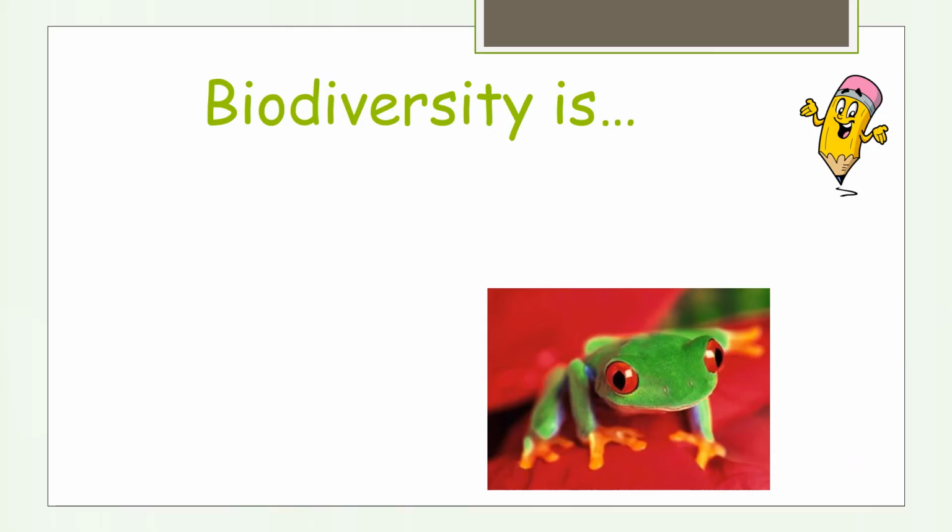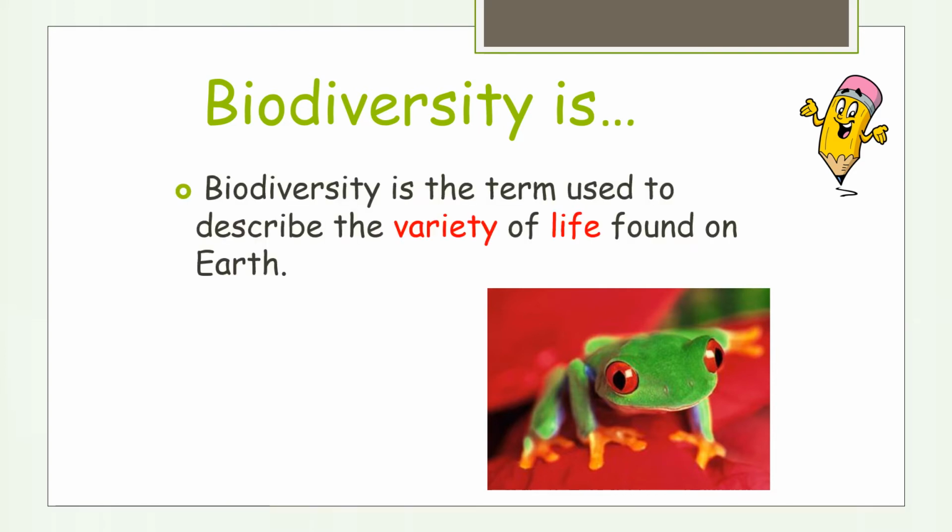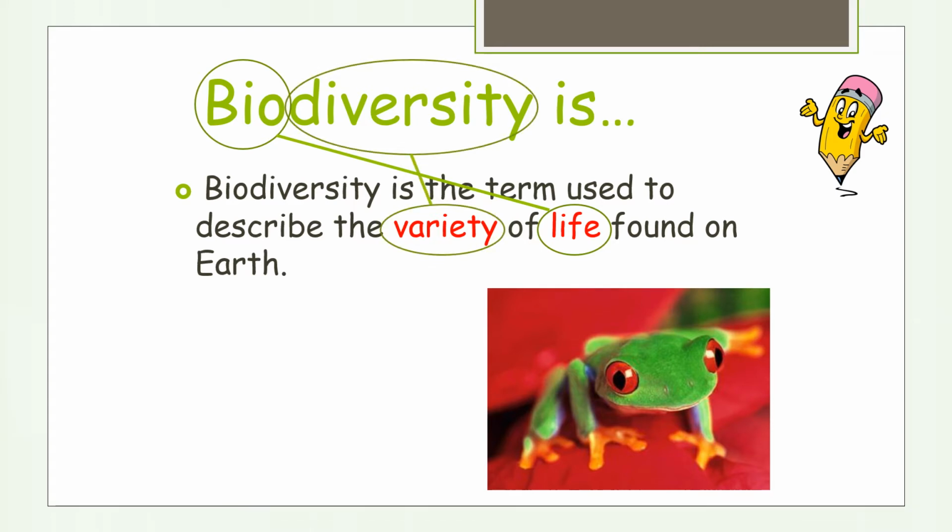The next word that you need to know is biodiversity. So pause the video and try to write down the definition of biodiversity before I go over the answer with you. So the answer is that biodiversity is the term used to describe the variety of life found on Earth. So you can remember this by bio meaning life and diversity meaning variety.